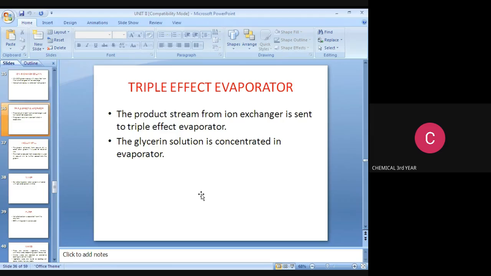Triple effect evaporator. The product stream from the ion exchanger is sent to the triple effect evaporator. Using the evaporator, the glycerin solution is concentrated.